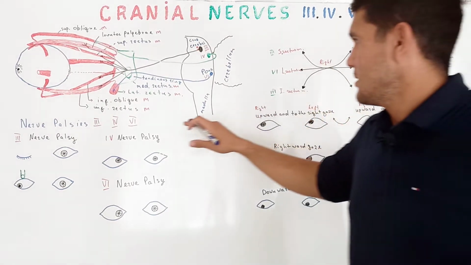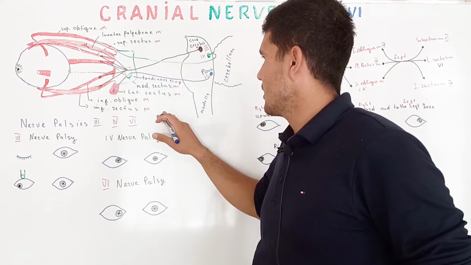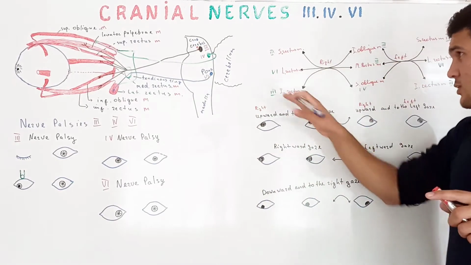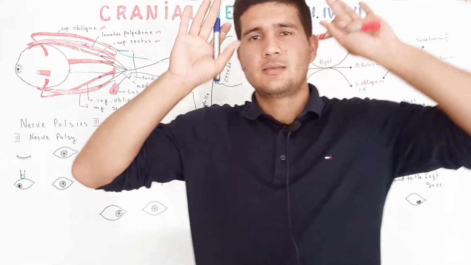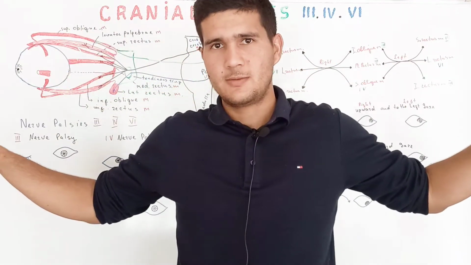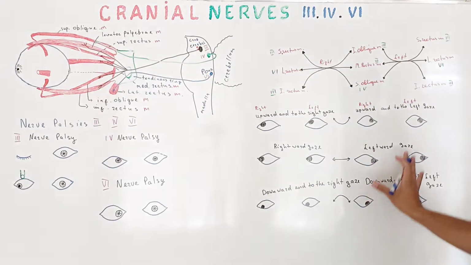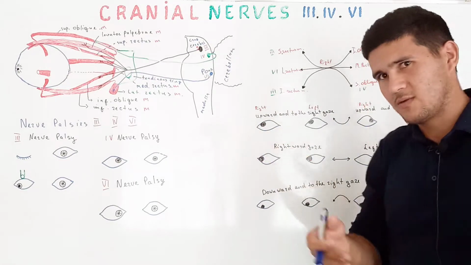And our last muscle is lateral rectus muscle. Lateral rectus muscle is innervated by nervus abducens and deviates the eyeball to the lateral side, to the temporal side. Okay, that's the normal function of the eye muscles and their directions of the eyeball.